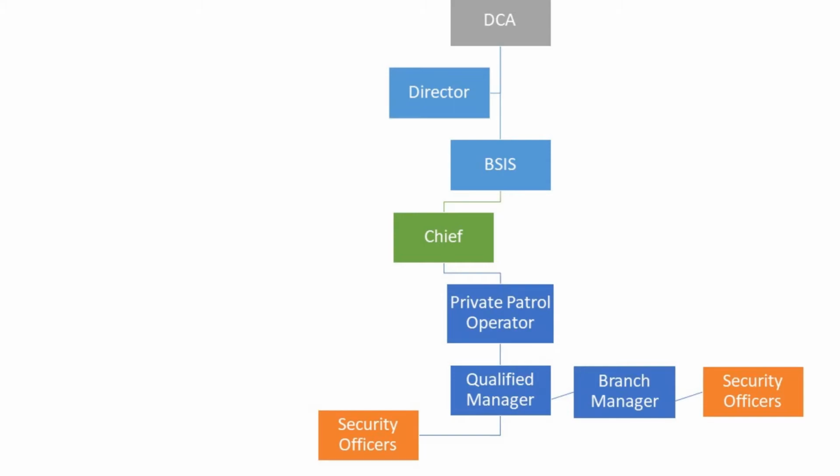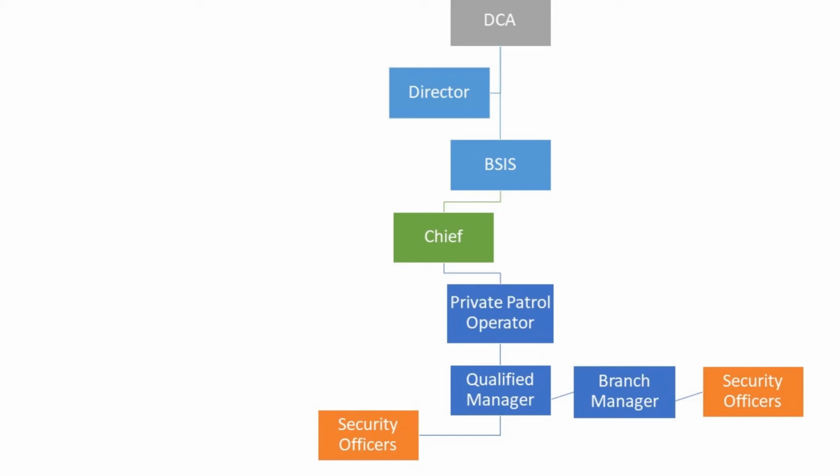So as a review, DCA, Department of Consumer Affairs, they're up here, okay? They're part of the executive branch of the state of California. Under them, managed by them is a director. And BSIS falls under DCA. BSIS is managed by a chief. And with your organization, you're going to have the private patrol operator, that's the owner of the company, and an interchangeable term is the licensee. Okay, these are the same, we're talking about the same people here.